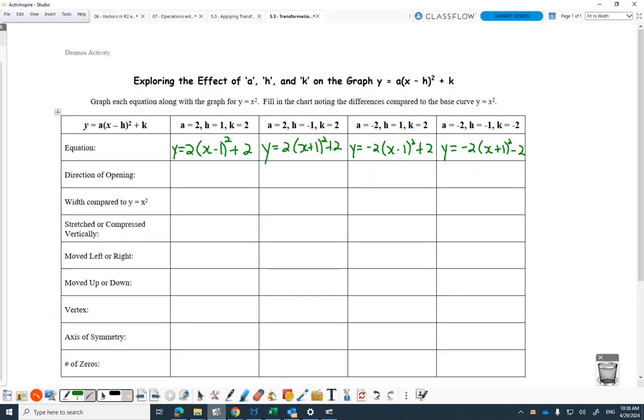And so let's talk about direction of opening. It was upwards, yeah. And hopefully you're getting a feel for why that's true. Or maybe you already knew going in that the a value decides. If it's positive, we go up. If it's negative, we go down. Width compared to x squared.